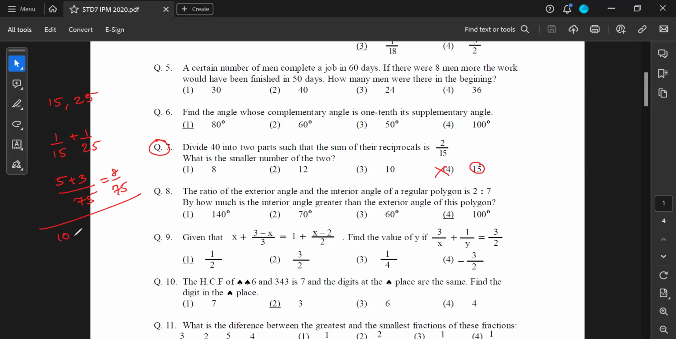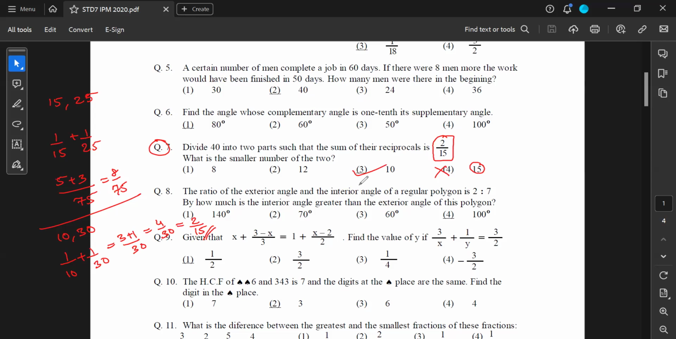So if 10 is one number, the other number will be 30 because the total value is 40. So let me add the reciprocals. 1 by 10 plus 1 by 30. This will give me 3 plus 1 by 30, which is 4 by 30, which is 2 by 15. Since I'm getting 2 by 15, using 10 as the value, 10 is my correct answer.